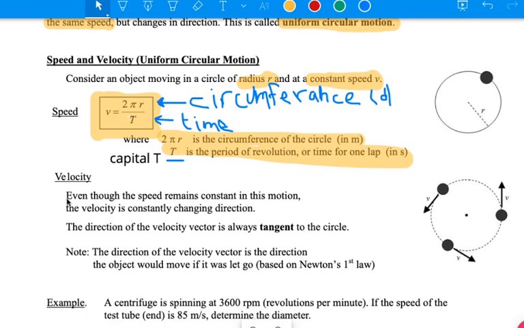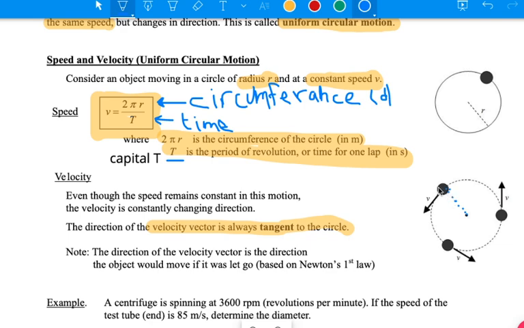Now velocity, even though the speed remains constant, the velocity is constantly changing. That's because the velocity vector is always tangent to the circle. So however you want to imagine this, probably the easiest one is to imagine this is a yo-yo and you're holding it on by a string and spinning it around you. The speed of the yo-yo at any point in time is always going to be completely perpendicular from the center of where you're holding it, or tangent to the circular path that it's on.